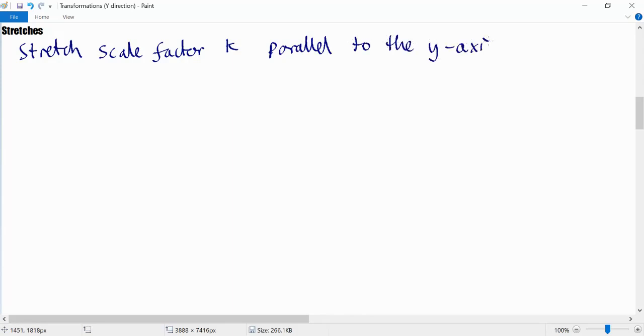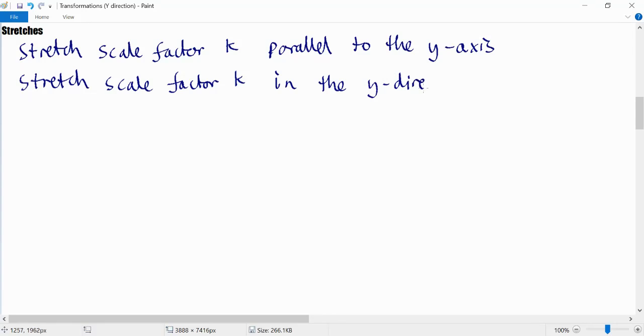So that's one option for the wording. The other option for the wording is to say a stretch scale factor k. Again, that's just a placeholder for whatever the actual scale factor is. But instead of parallel, you say in the y direction. Now, the trouble with me writing both these things is students often end up doing a mishmash of these two wordings and say a stretch, scale factor, whatever, in the y-axis.